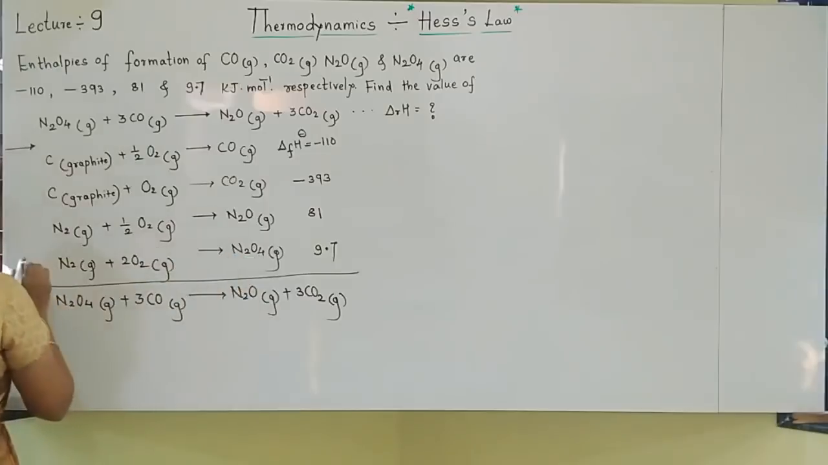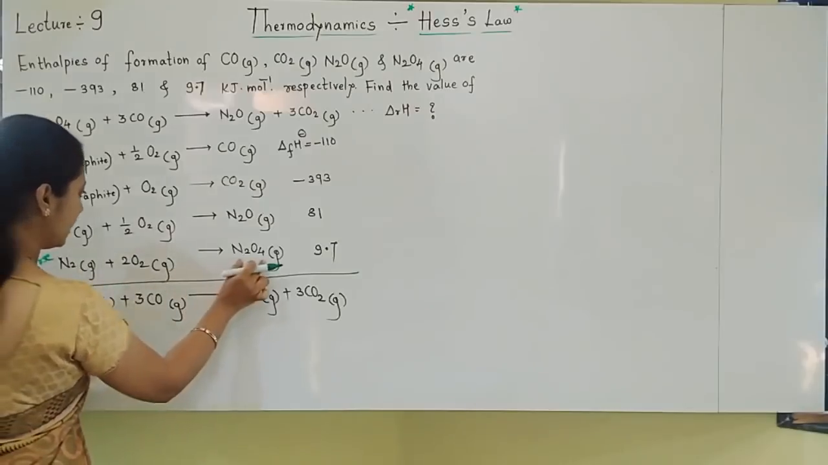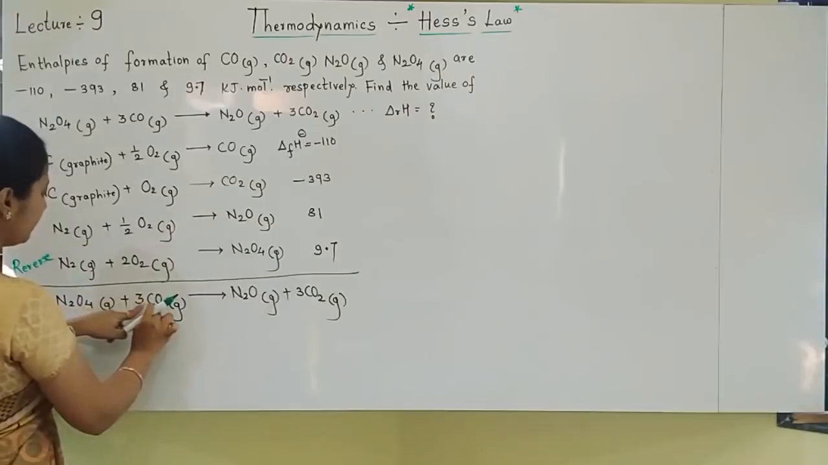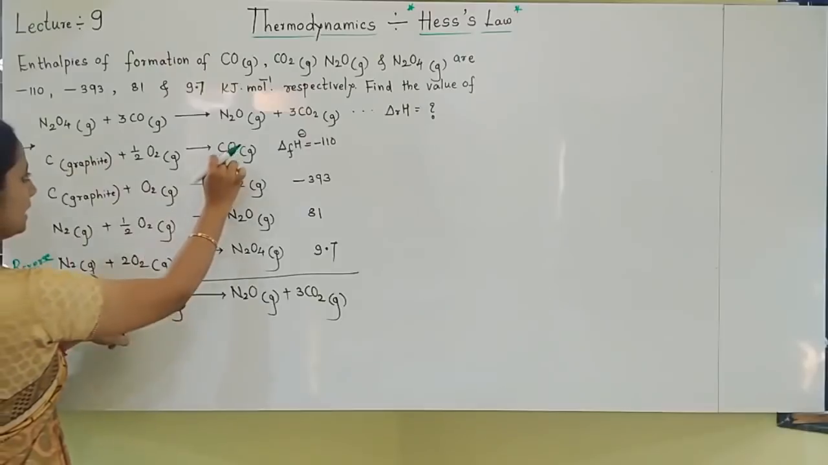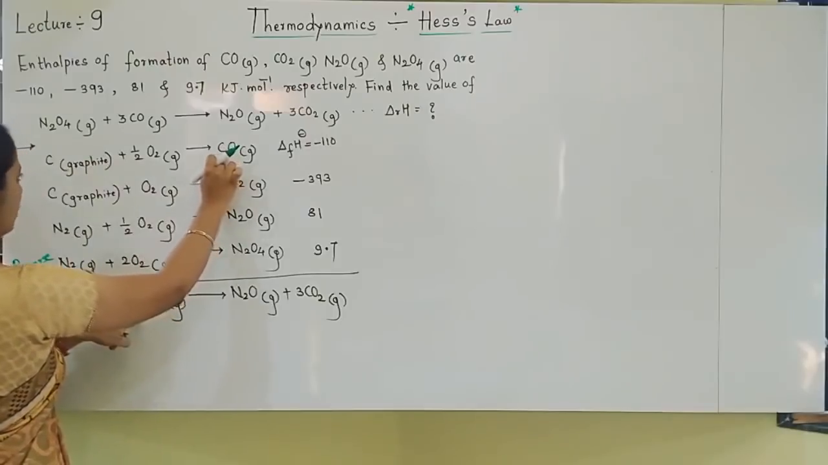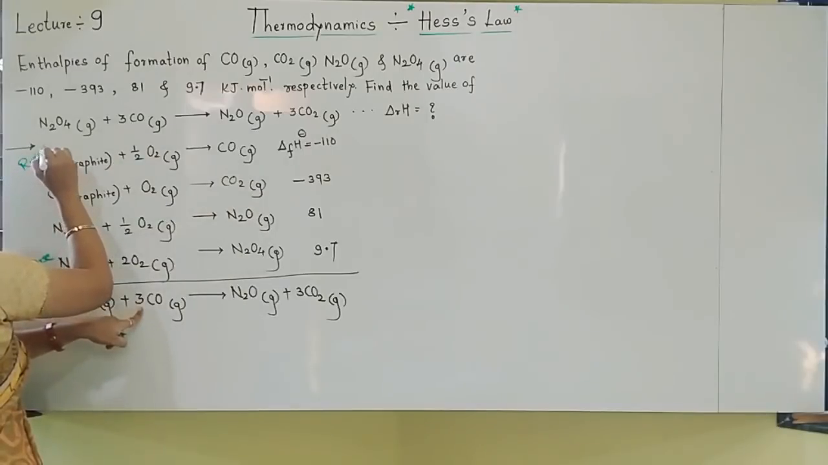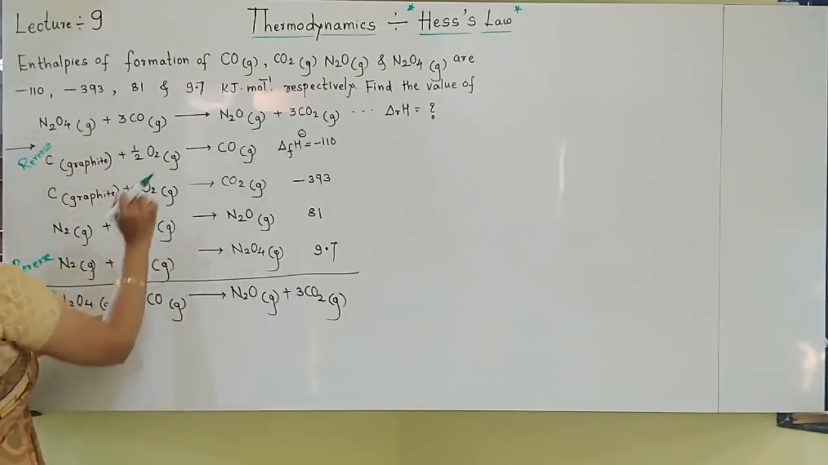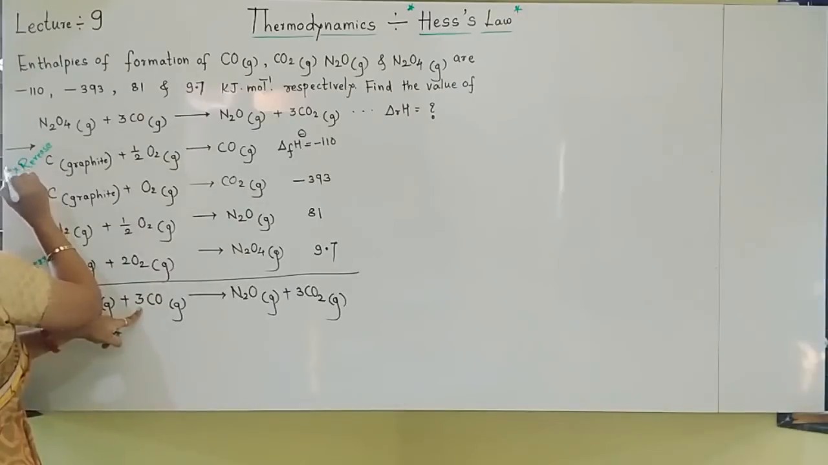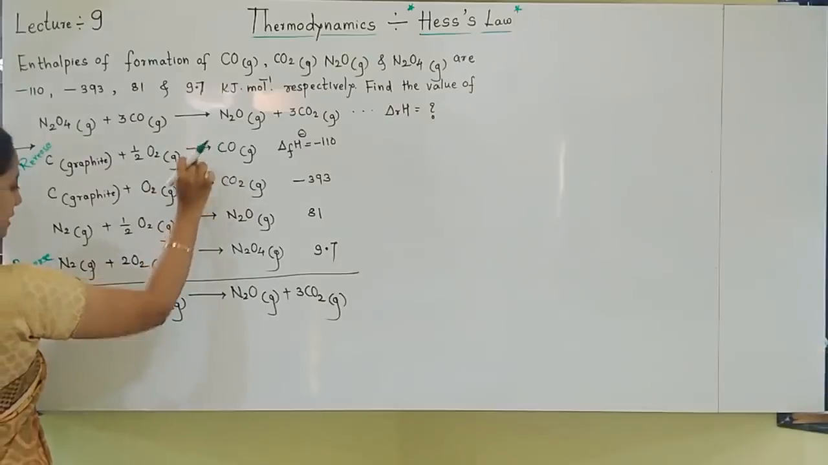So what I will do? I will reverse this equation. Because we want N2O4 on reactant side, we will reverse this equation. Next, 3 carbon monoxide. Carbon monoxide also I did not get here, but it is there on product side. So I must reverse this. I will reverse this equation, but only 1 carbon monoxide is there. We need 3. So multiply by 3 also and reverse also. First equation, multiply by 3 also, reverse also.